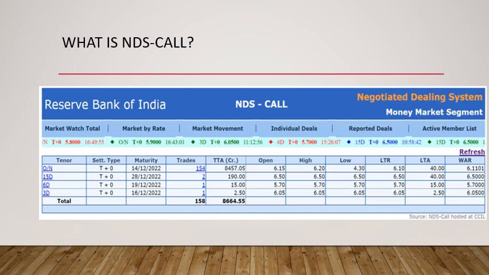So overnight transactions are for 1 day, and selected entities are permitted to transact in the call money market, like scheduled commercial banks, primary dealers, regional rural banks. Then you also have the payment banks which are permitted. So you have around 6 different sets of entities which are allowed to transact in the NDS Call market. It's an uncollateralized market, which means there's no collateral needed, and that's why the entry is restricted. So once the trade happens in the NDS Call, the same data is used by CCIL, which acts as a calculating agent and provides the data to FBIL, which in turn publishes the Mibor, which is the outright rate.